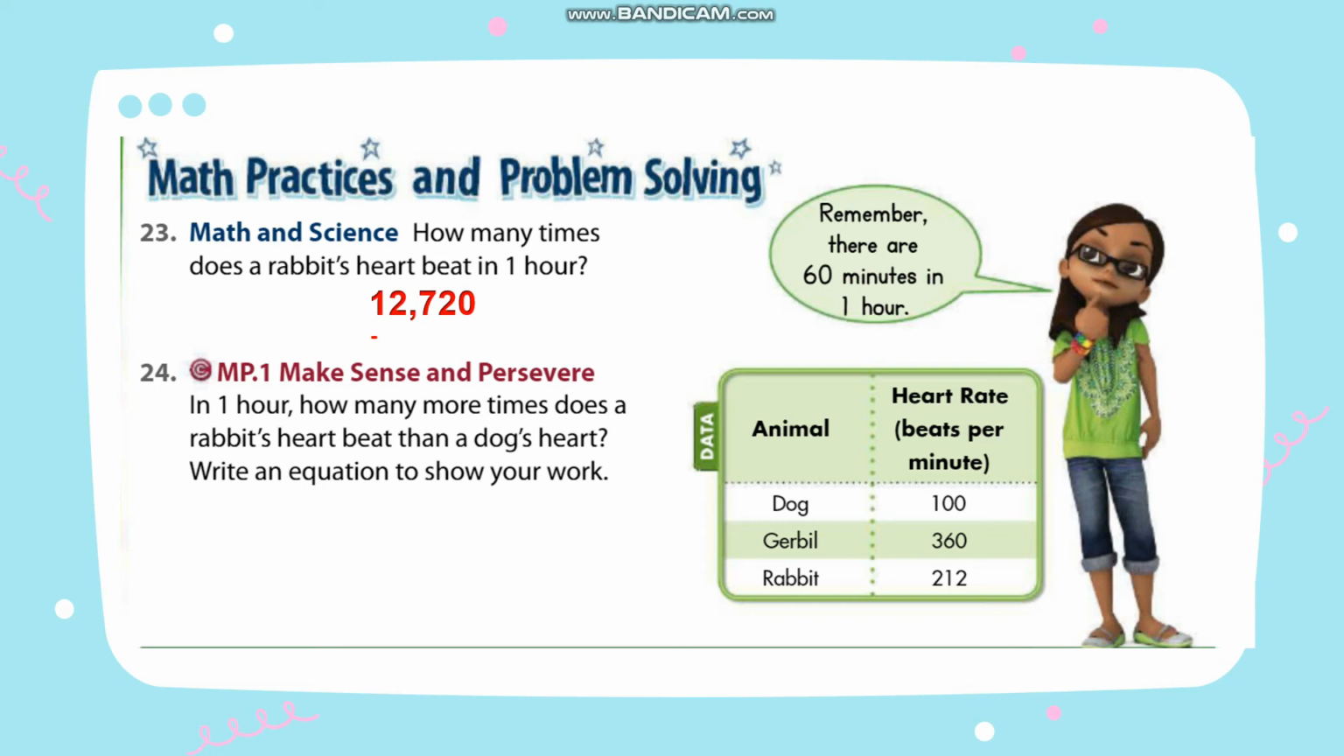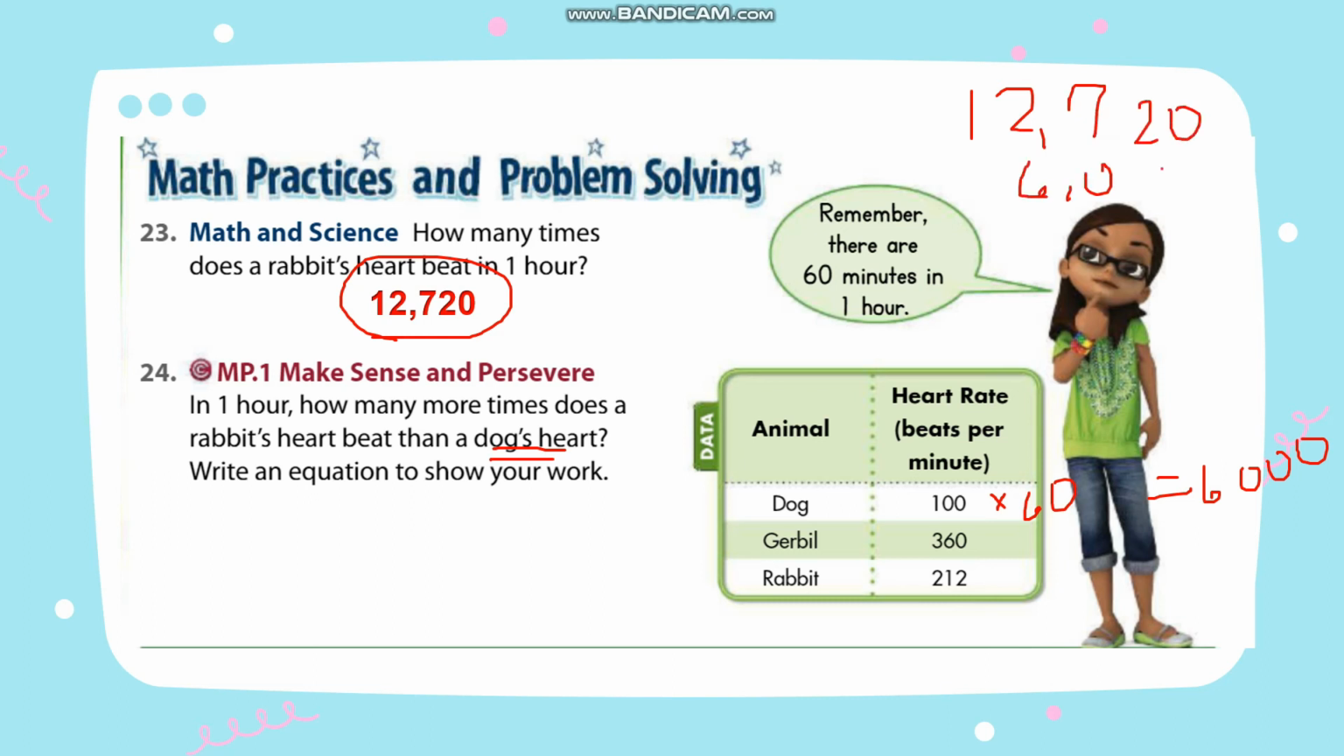So as we can see, the rabbit is 12,720. So let's find out the dog's heartbeat so that we can identify how many more times a rabbit's heart beats than a dog's. So the dog is 100 times per minute. So 100 multiplied by 60. So 1 times 6 is 6 and you have 3 zeros, so that is 6,000. So 12,720, we need to subtract 6,000 to find out how many more times.